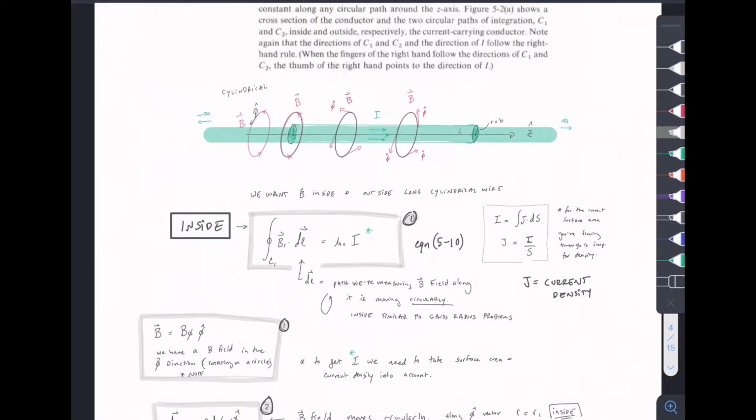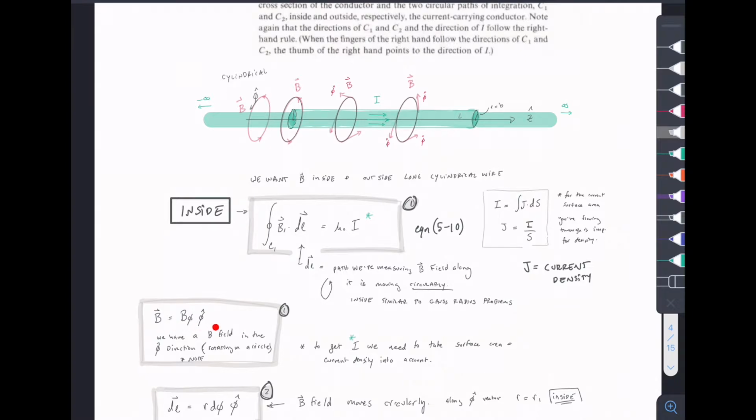Okay, so for the left side, starting out, we know that our B field is always in the phi hat direction for a wire, right? So thumb in the direction of the current, so this way. And then our fingers are going to wrap around. So that gives us our B field direction. So we have B phi in the phi hat direction, so rotating around. Whether we're inside or outside, it's going to be rotating in that same direction.